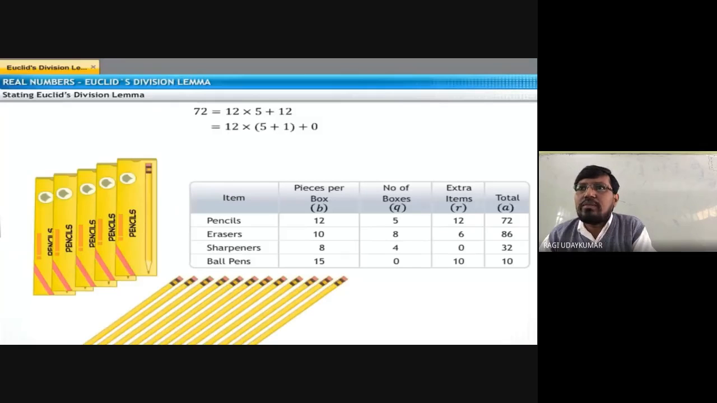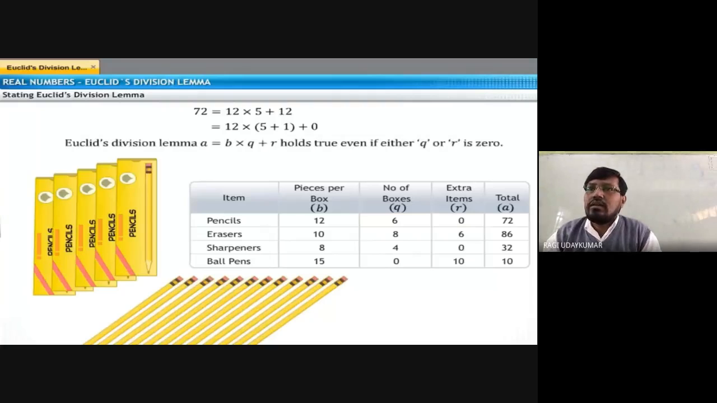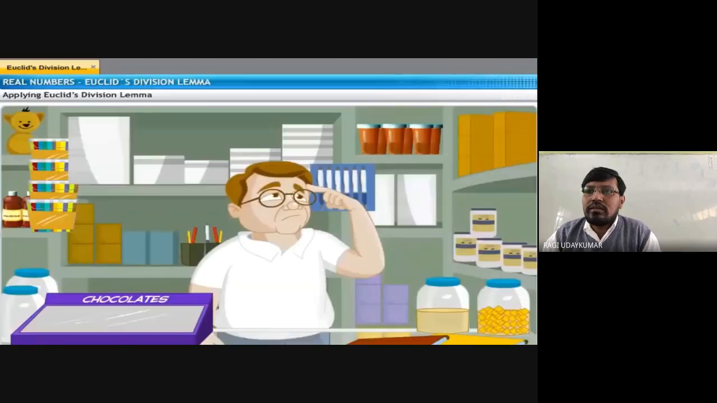Suppose A is equal to 72, and 12 is a 60 plus 12. There is one condition in Euclid's division lemma. What is that condition? The remainder you are getting should compulsorily be greater than or equal to 0 and less than B. Yes, any one of you?